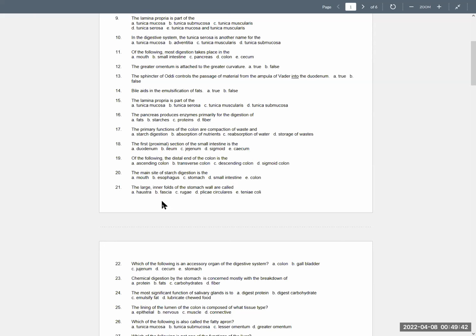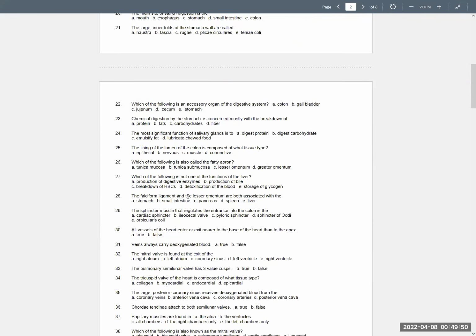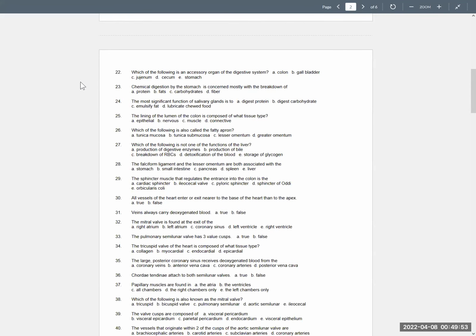21, large inner folds of the stomach, they're called what? Rugae. Yes, rugae. Thank you. Okay. Stop me if you feel I need to explain the answer. But if you were just verifying the answer and you're satisfied, well, then I guess stay silent. 22, which is an accessory organ of the digestive system? There's 4 accessory organs and only one is listed here. Gallbladder? Yes, it is.